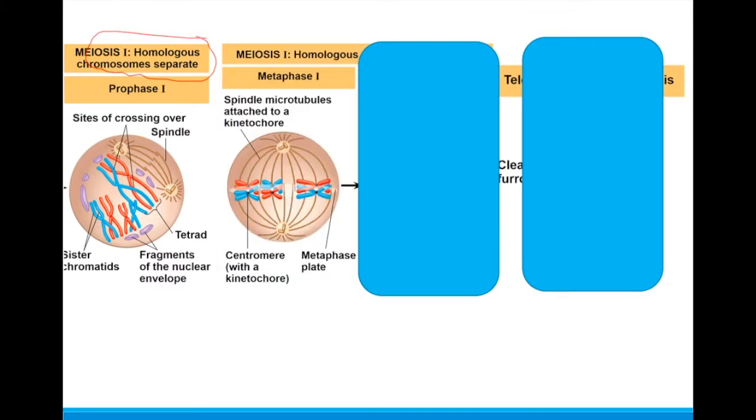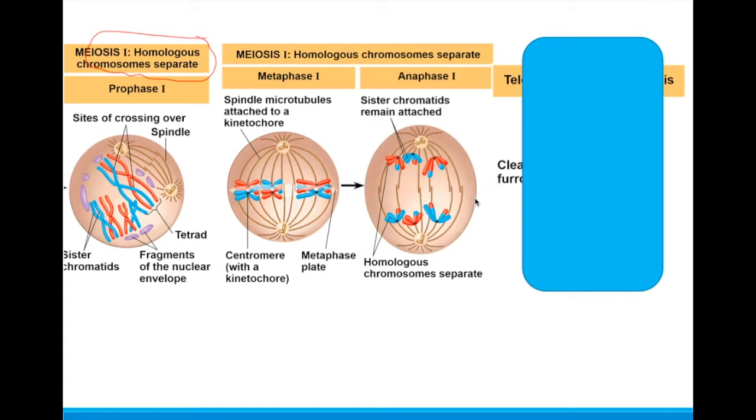In meiosis 1, metaphase 1, the next step is that the homologous chromosomes line up along the center. So you can see how it's not all 6 of these chromosomes across the center, but they're lined up in pairs. This way, when we separate, each of the new cells gets a complete set of chromosomes. Anaphase 1 is when homologous chromosomes separate. Notice that the sister chromatids are still attached. We're going to separate those later.